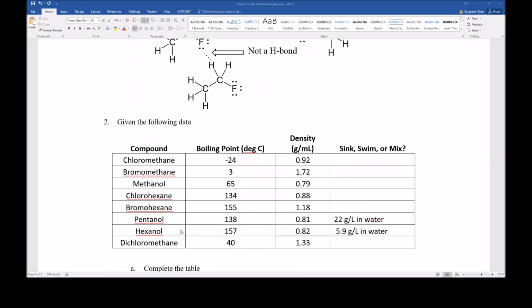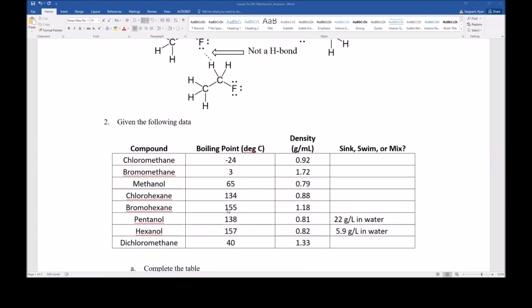But the second highest boiling point is bromohexane. That's just a regular alkyl halide, and it does not have any oxygens, nitrogens, or fluorines, so it can't make hydrogen bonds at all. So just comparing these two, hexanol with bromohexane, what they do have in common is the same number of carbons. They both are a hexane, and this one has an OH group attached to it, and this one has a bromine attached to it. That's a pair: the same number of carbons with a bromine or an alcohol, and their boiling points are very similar.